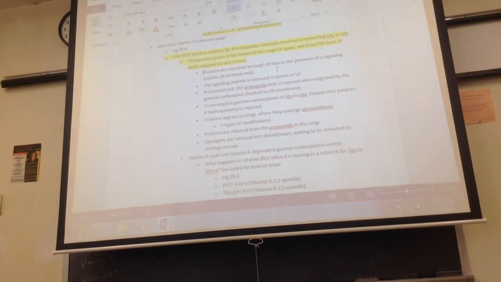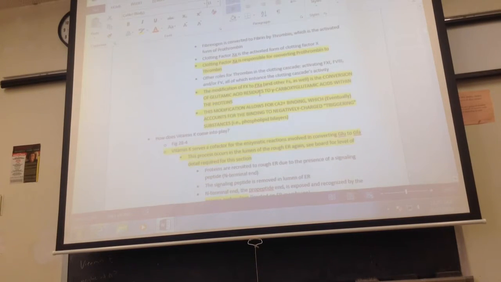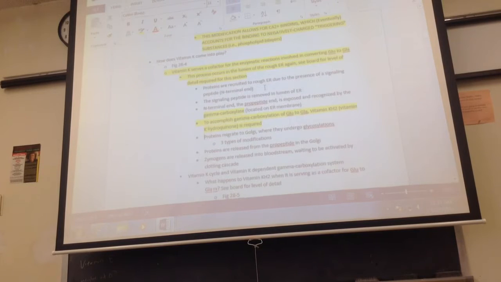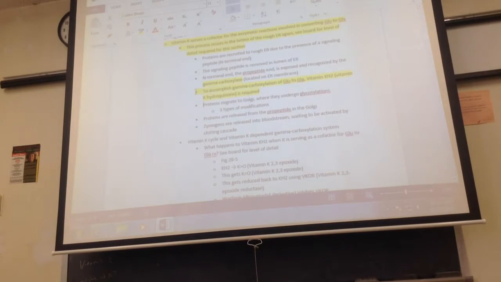So let's highlight that. I'm going to highlight gamma carboxylase. And remember, if you go back up here, once this happens, if you convert glutamic acid residues to gamma carboxyglutamic acids within the proteins, you allow for calcium binding. That is activity. You become an activated protein. So gamma carboxylase does this using vitamin K.